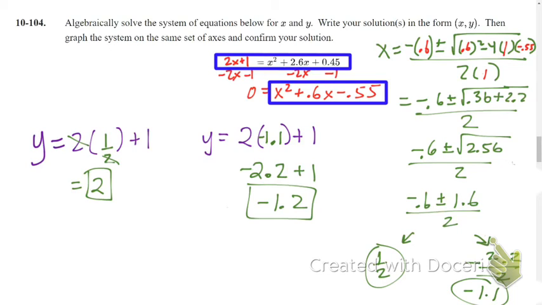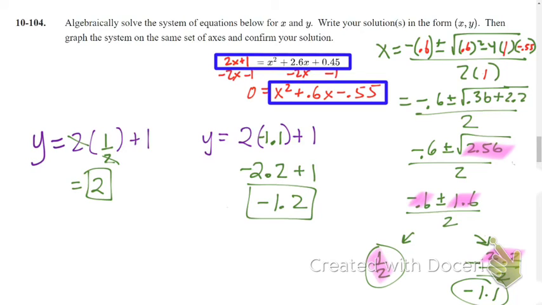So I'm just going to use the quadratic formula, and using the quadratic formula, I end up with the square root of 2.56 right there, which is a perfect square root. Square root of 2.56 is 1.6. So I'm going to get two different answers. Negative 0.6 plus 1.6 is going to give me 1, and then I put it over 2, which is a half. And then if I do the same thing, negative 0.6 minus 1.6, I'm going to get negative 2.2 divided by 2 is negative 1.1.